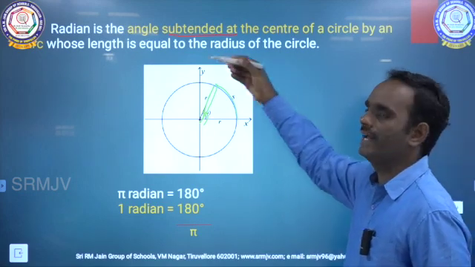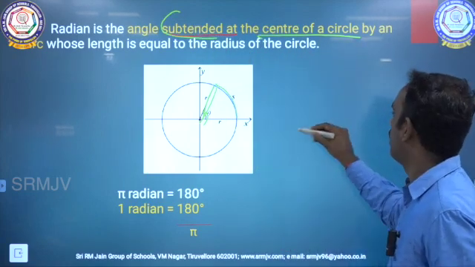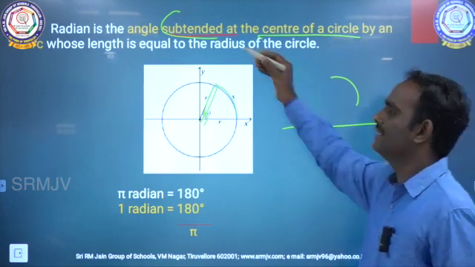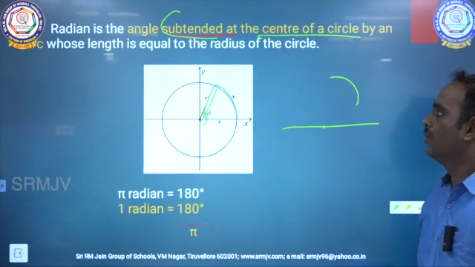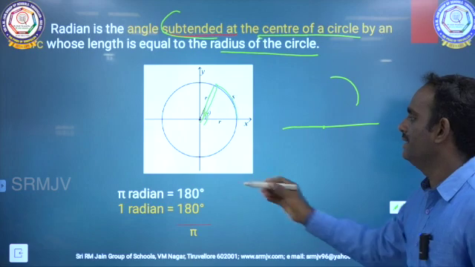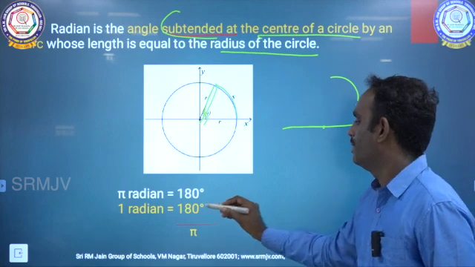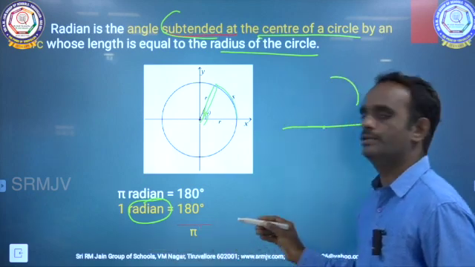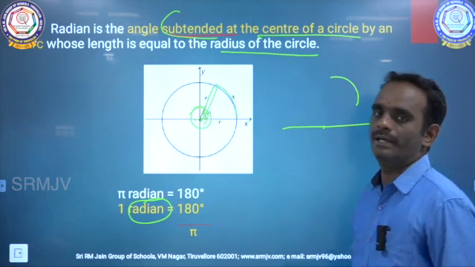So, radian is the angle subtended at the center of a circle by an arc. So, just put one arc like this, clear? So, angle subtended at the center of the circle by an arc whose length is equal to the radius of the circle, clear? So, pi radian equal to 180 degree, 1 radian is equal to 180 degree by pi. So, just know what is radian, 1 radian equal to 180 by pi, clear?